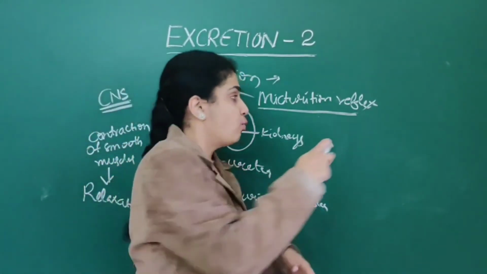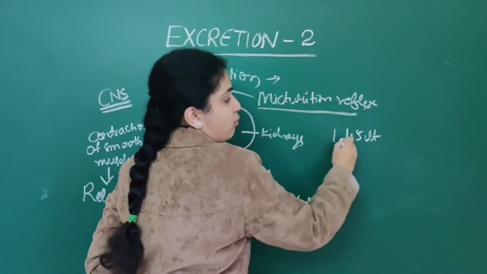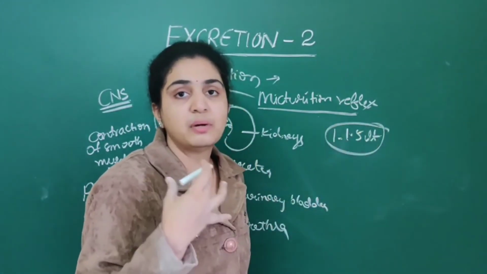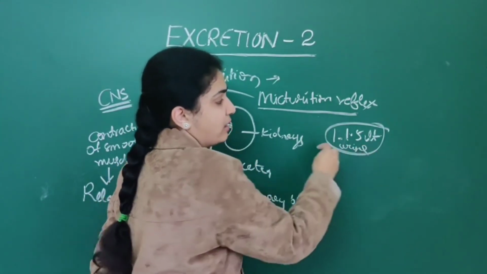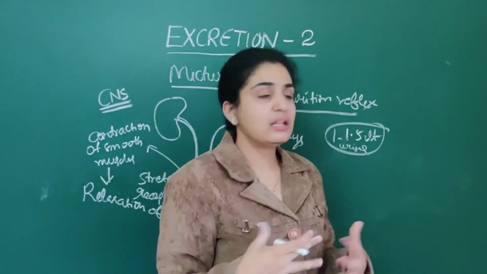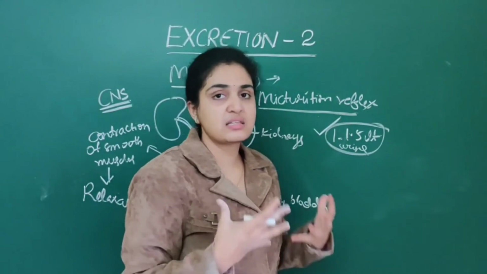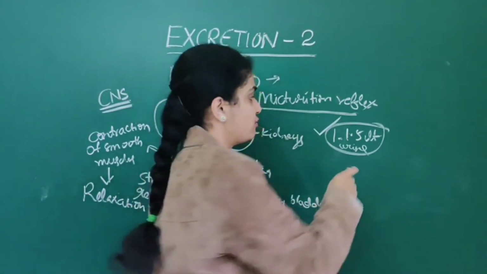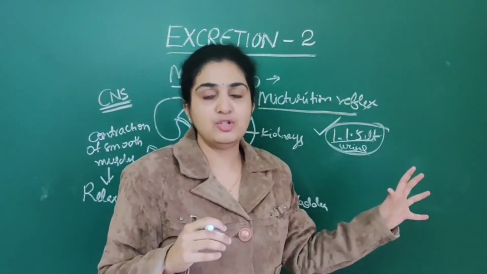How much urine? About 1 to 1.5 liters of urine is excreted per day in a healthy individual. This is an important NEET question. First they will ask you about micturition, then later they will ask how much urine is excreted per day. About 1 to 1.5 liters of urine is excreted per day in a healthy individual.